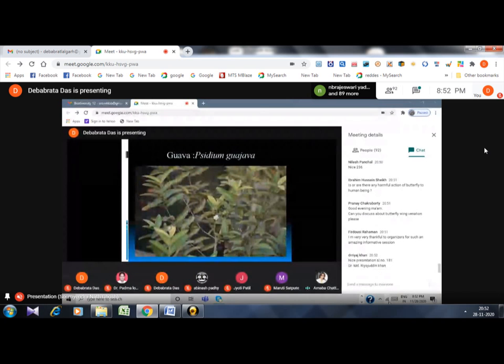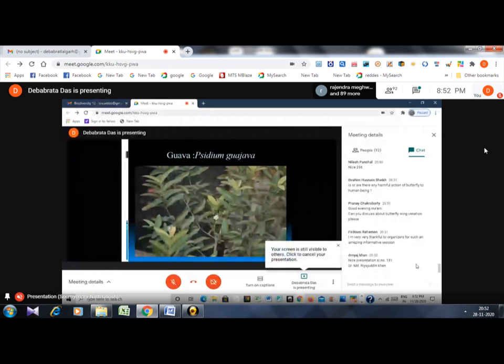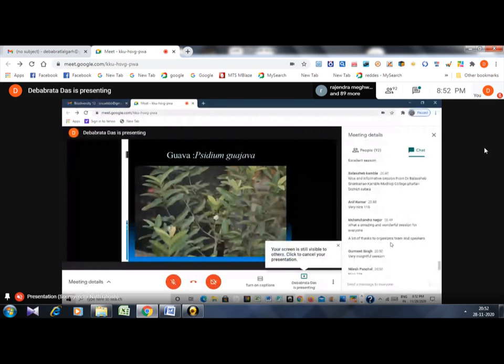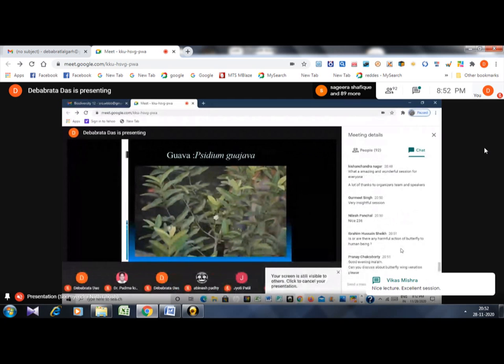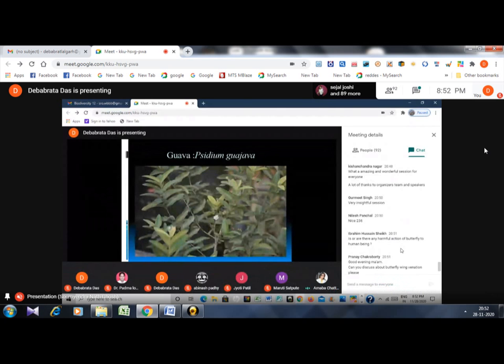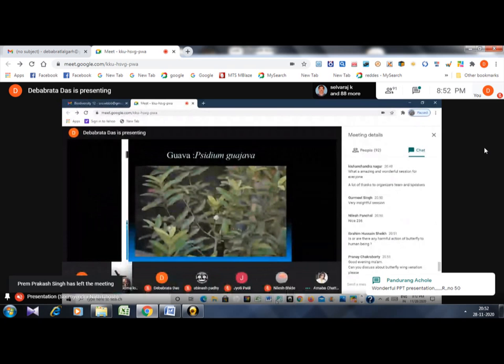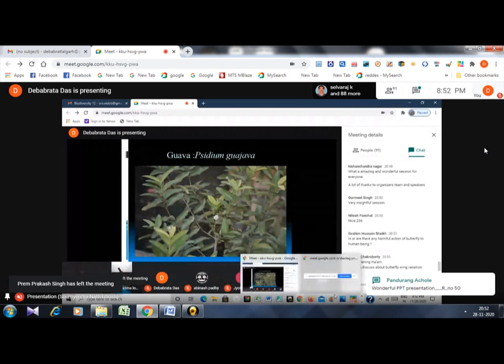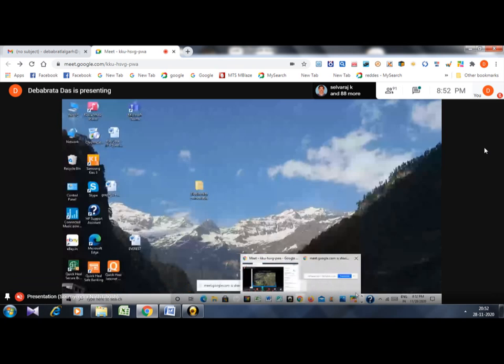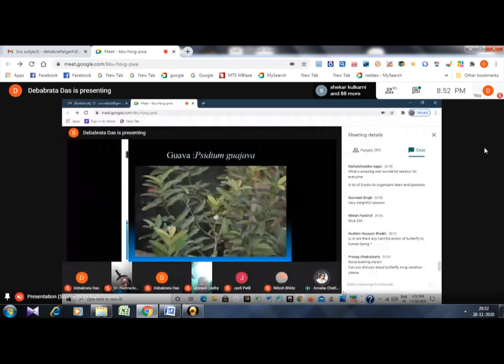Then we have guava, Psidium guajava. We have all eaten guava, right? But many other butterflies have also eaten guava. Butterflies like to rest on the guava bloom, and the caterpillar also feeds here. This shows that many plants with fruits and vegetables which we eat are also larval host plants. It shows the big diversity, right? It is so diverse in this case also.